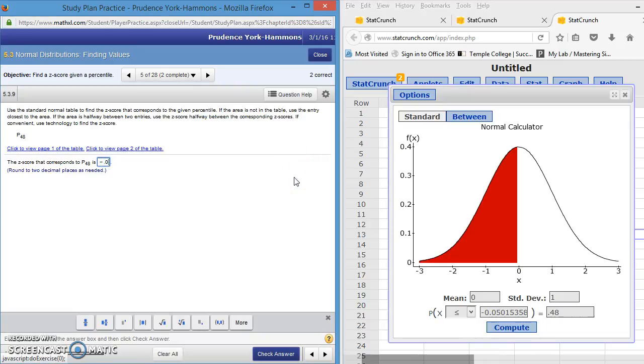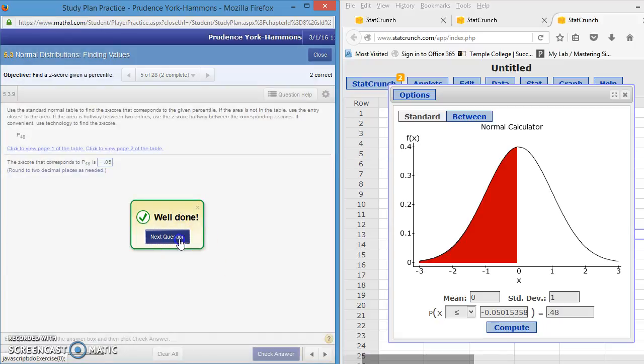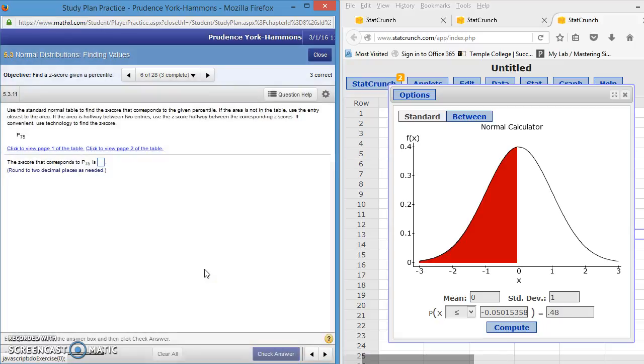Negative 0.05. So let's look at one more percentile. This one is a percentile for 75.